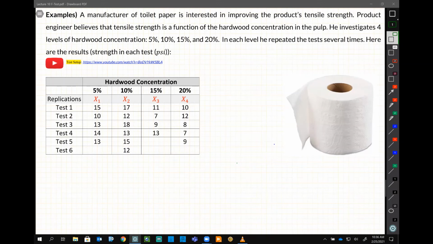The engineer believes that the amount of hardwood, which is usually expensive, has an effect on the strength of the toilet paper. And you may say, who cares about the strength of toilet paper? Apparently, it's a big thing. I didn't know that before, but it's a big thing. And how people measure the strength of toilet paper, believe it or not, is very similar to doing a tensile test. I have a short video here to show you.